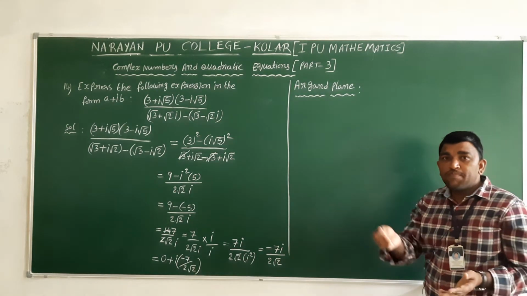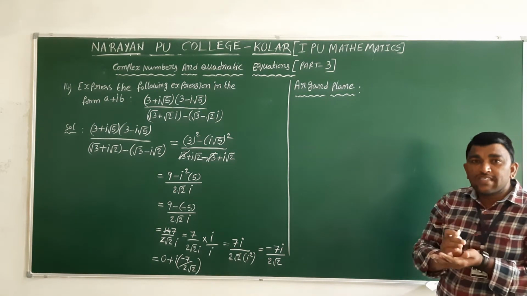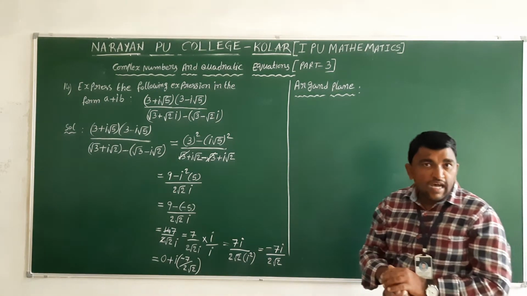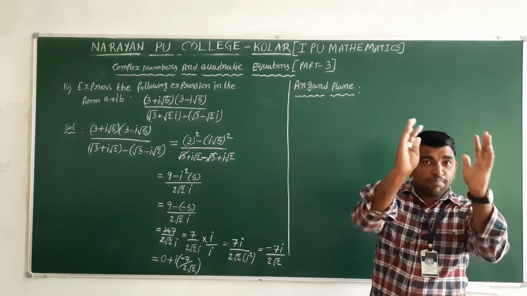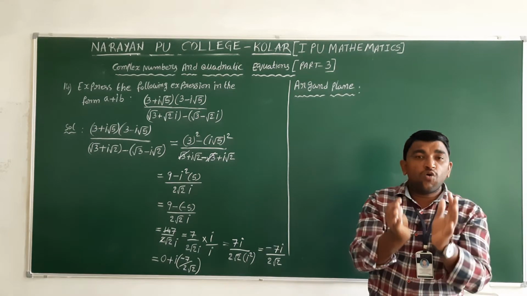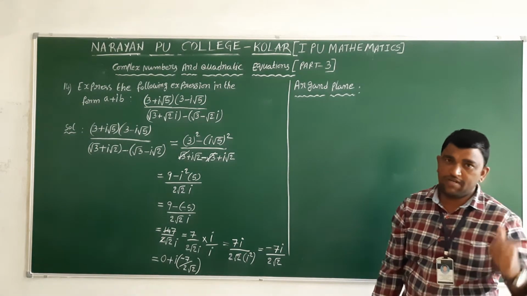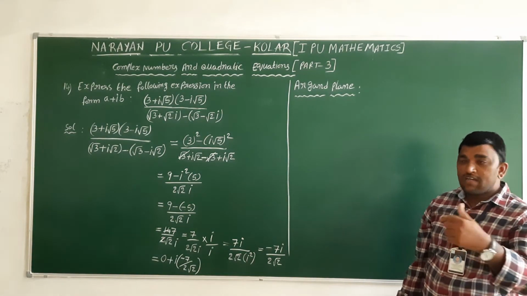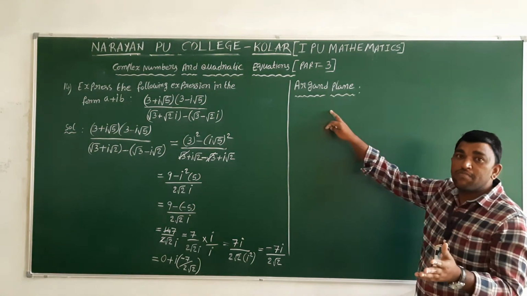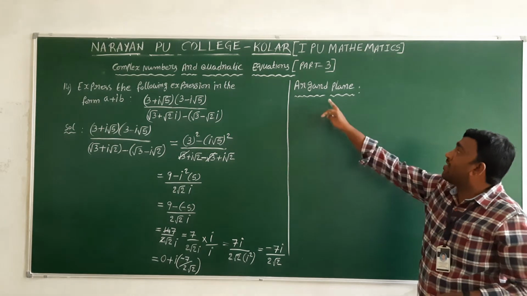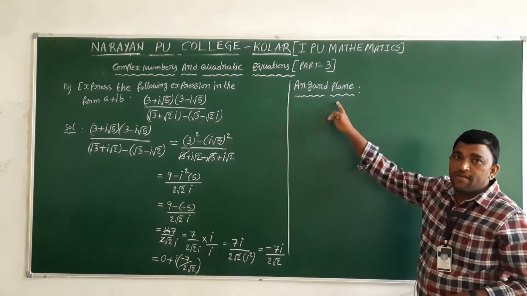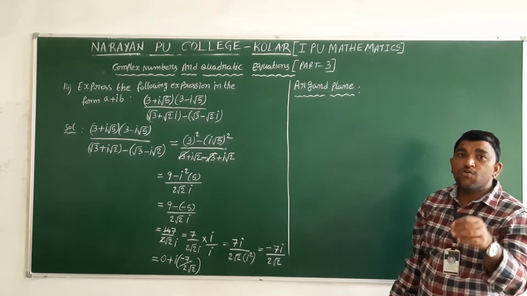In the coordinate plane we take two axes, one is the x axis, another one is the y axis, that is a two dimensional plane. The total plane we call the coordinate plane in coordinate geometry. But in this chapter, complex numbers, the plane that we are taking, we call it the Argand plane. So what is meant by Argand plane, how to define it?